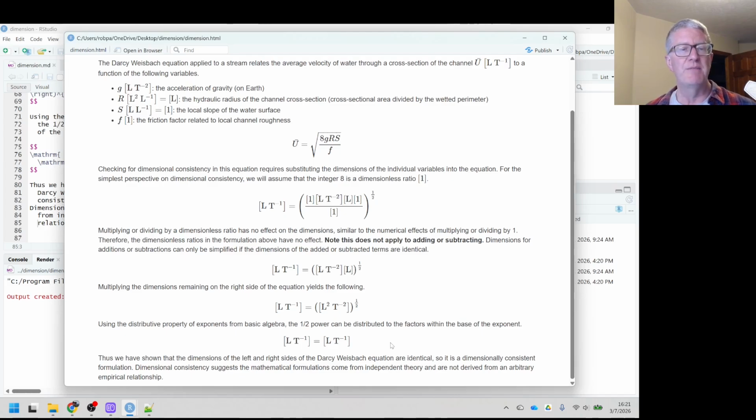Now, this isn't perfect, because sometimes things that are dimensionally consistent are actually purely empirical by accident and not necessarily from theory. So this is just kind of a hint about whether a given equation is based on independent theory or based on an arbitrary empirical relationship or not.